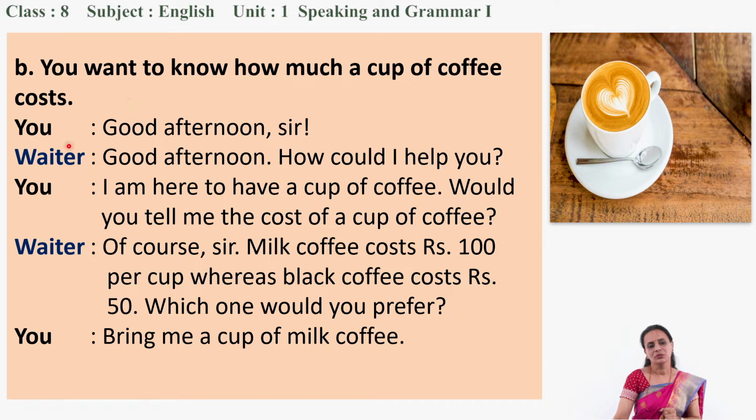Now see, you. Good afternoon, sir. Waiter: Good afternoon. How could I help you? He's asking, how could I help you? You: I am here to have a cup of coffee. Would you tell me the cost of a cup of coffee? You are requesting the waiter to tell the cost of a cup of coffee. Okay. Let's notice the use of would here.